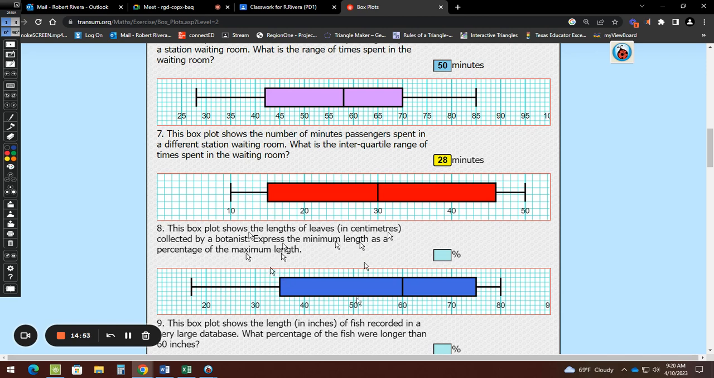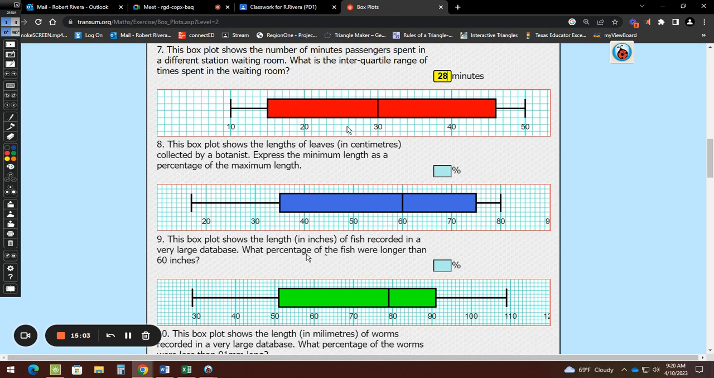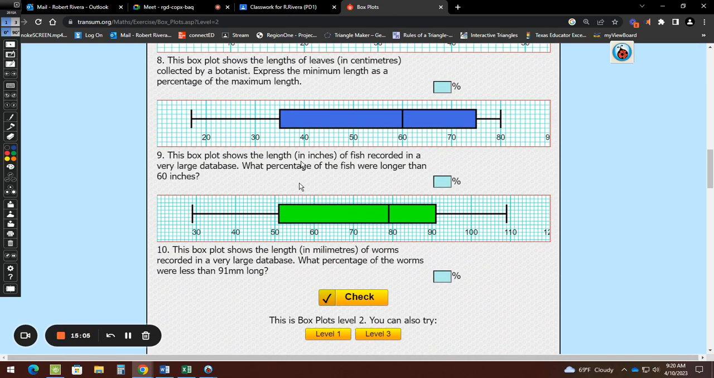Express the minimum length as a percentage of the maximum length. Okay? That one I don't think they'll ask. I'm going to skip it for now. They'll probably ask you this. I don't want to confuse you with that. Let's go with this guy. This one for sure they will ask you.